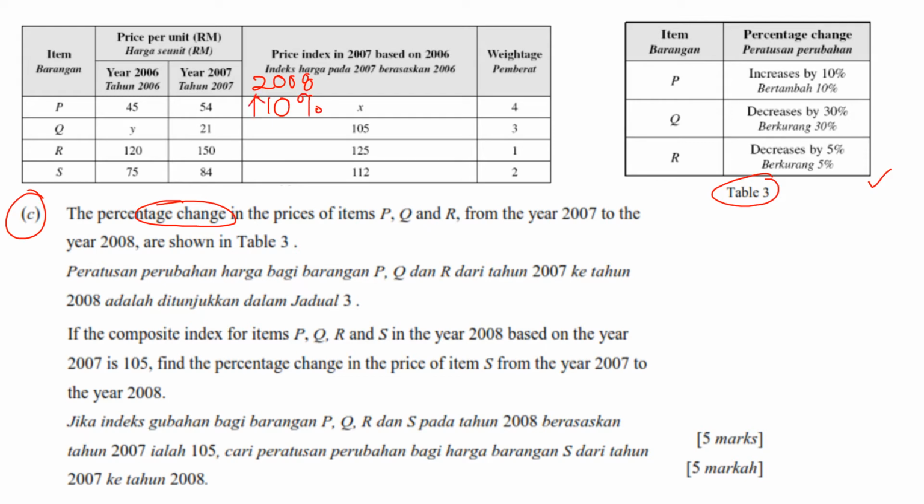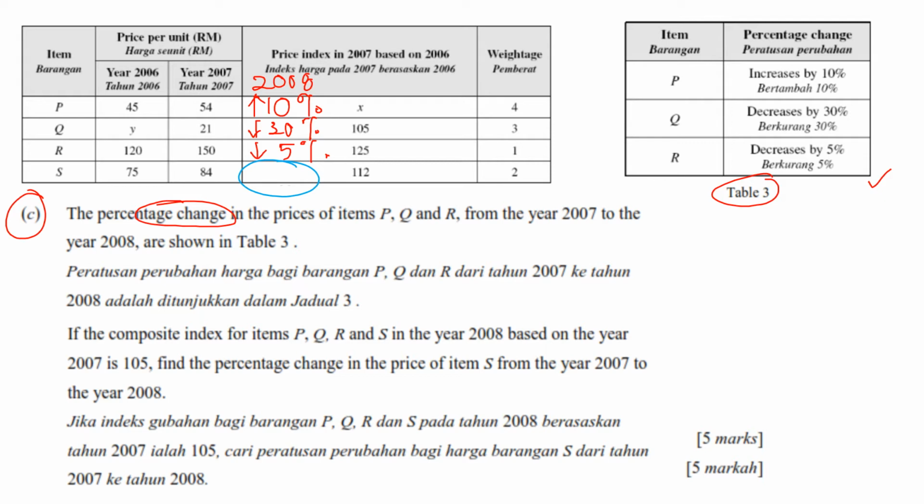This is a 10% increase. For item Q, decrease 30%. And for R, decrease 5%. So S is not given to you. This is only the information from the table. Then we continue to see what's going on.